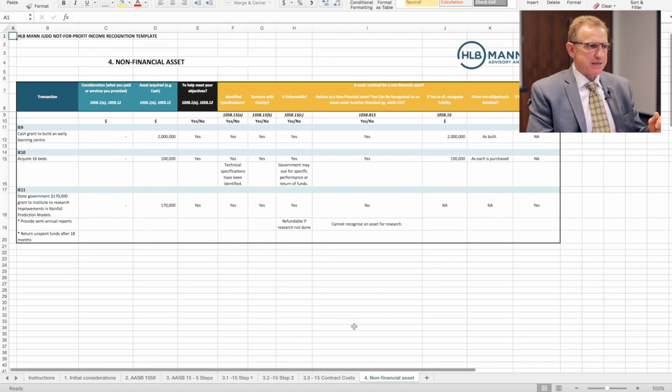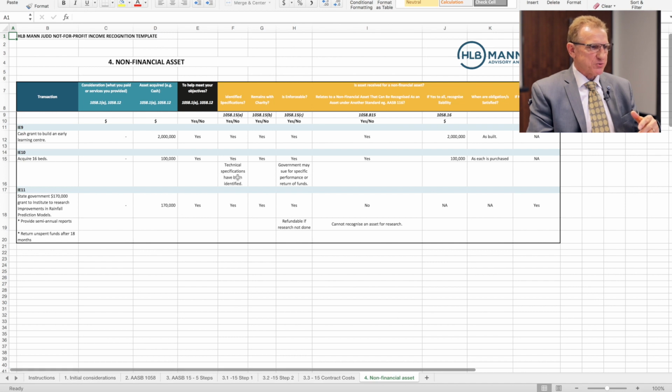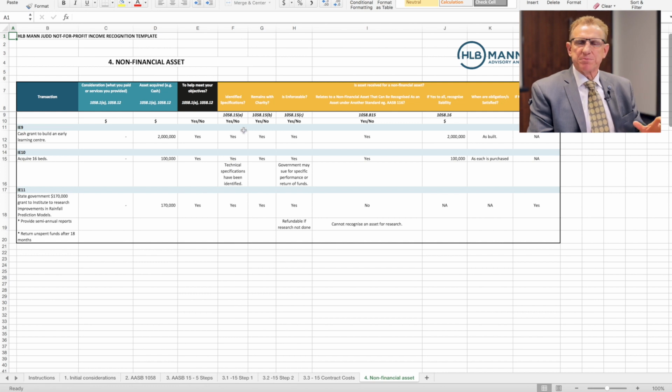We have another section here, another tab, whether it's a non-financial asset. This is when someone's giving you money to build maybe a building, and the question is, when do you recognise the income from that? The standard has a number of conditions, and this page takes you through those. The first three columns are similar to our AASB 1058 column, and then, is the asset received for a non-financial asset? Are there identified specifications? If someone gives you some money and says, just build a building, that's probably not properly identified. The standard goes through a lot of discussion about what you need to be specifically identified.